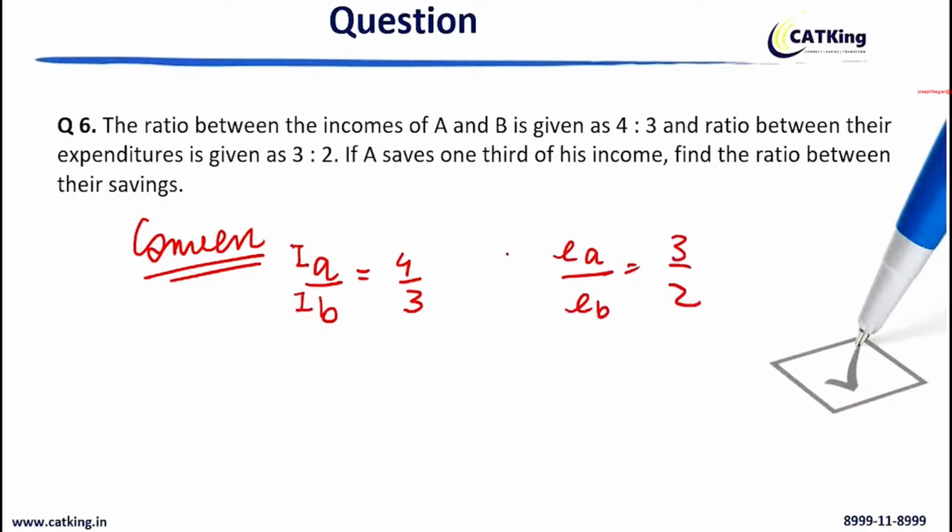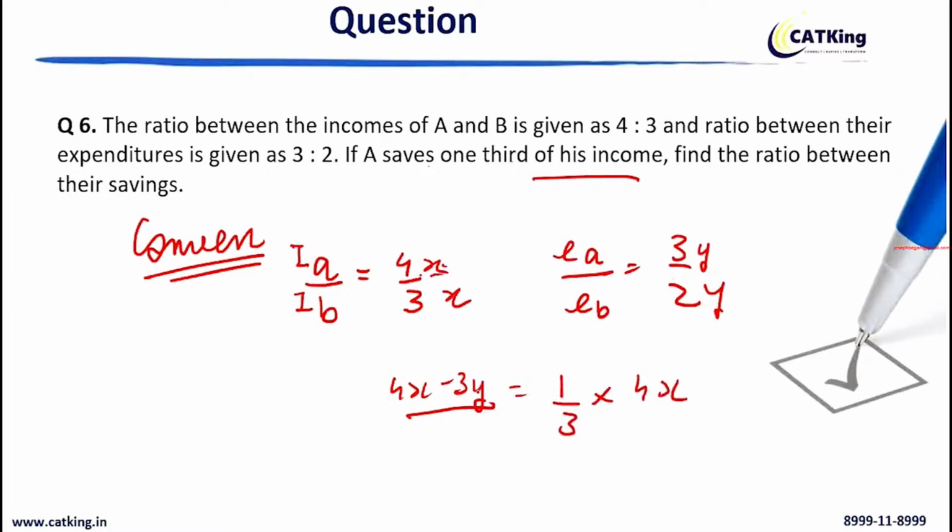So conventional approach says, let this be 4x, let this be 3x, let this be 3y, let this be 2y, right? What is savings? 4x minus 3y. And what is the ratio? And it is also given me that A saves 1/3 of his income. Saving of A is 4x minus 3y, which is 1/3 of his income. What is the income of A? 4x. So saving of A is 1/3 of his income, right?